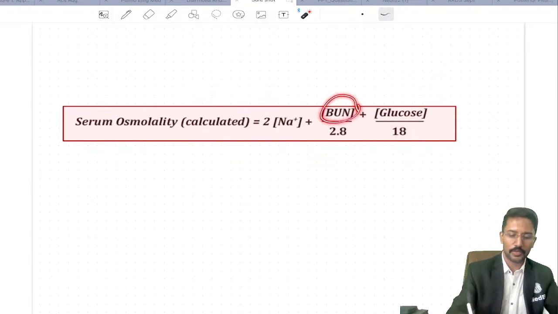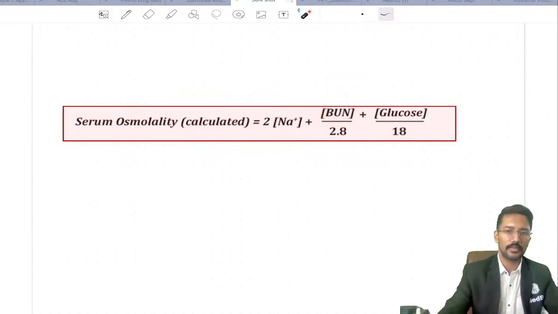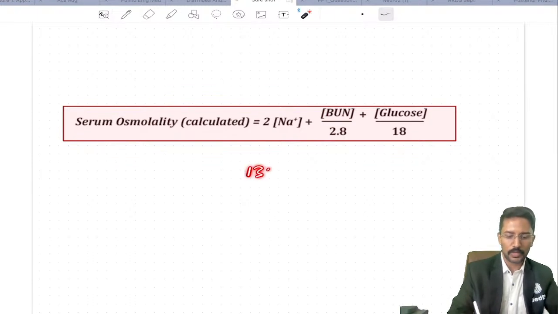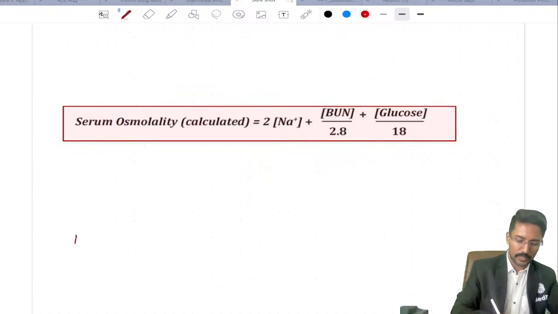What is the normal blood urea nitrogen? Around 40 divided by 2.8. What is its contribution? Very minimal, right? What is the normal serum sodium level? Minimum is 125. Multiplied by 2, it becomes 270. So what is the normal serum osmolality?